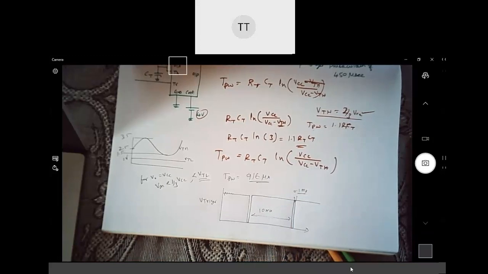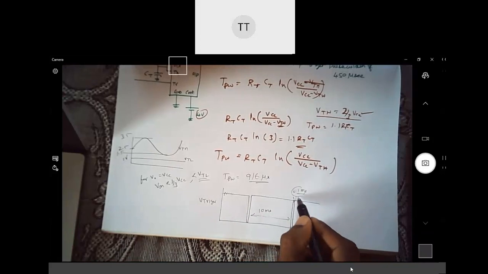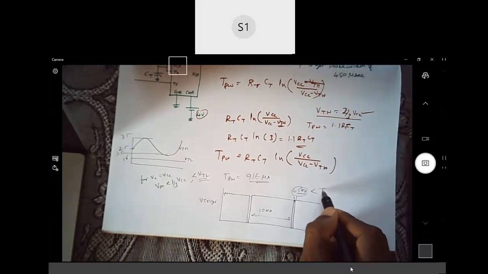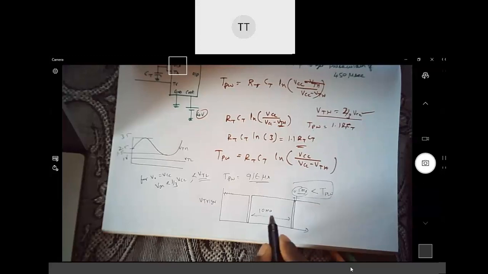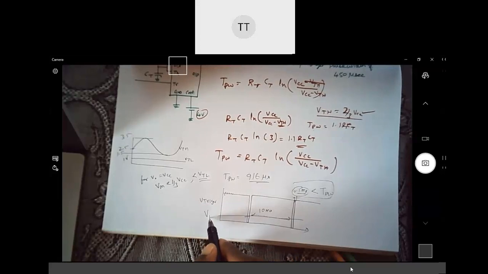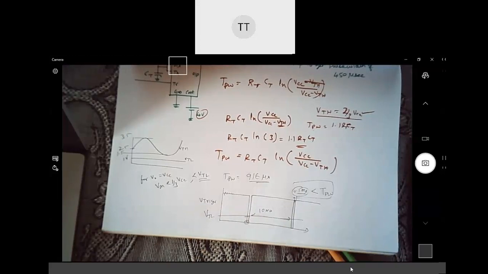Is this a valid trigger signal for our circuit? What do you mean by valid trigger signal? The off time should be less than a particular threshold value. One of the specifications is that the off time should be less than T per switch, and the low value should be lesser than VTL. Correct? Whatever low value you are getting, it should be lesser than VTL. Getting the point?